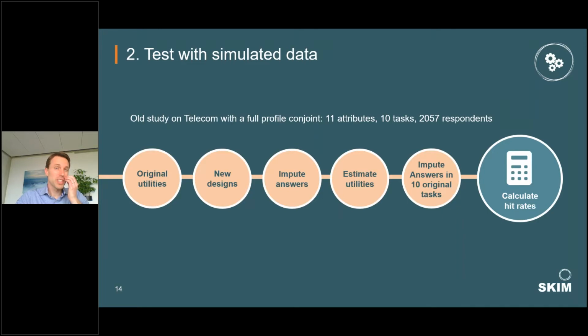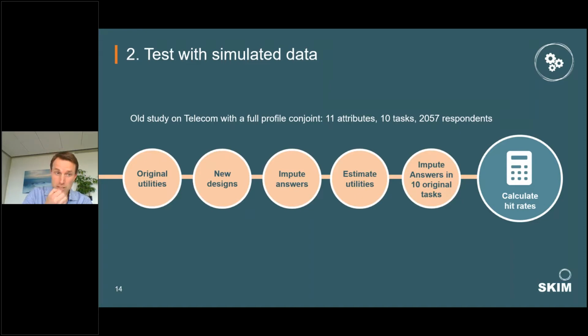So then we did some tests with simulated data. It was not a test on real respondents; it was taken from an old telecom survey where we did a full profile conjoint. It has even 11 attributes, 10 tasks, and was done on more than 2,000 respondents. So what are we going to test here? We're going to test the different methods.